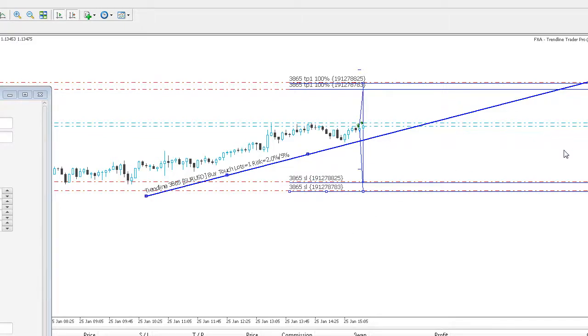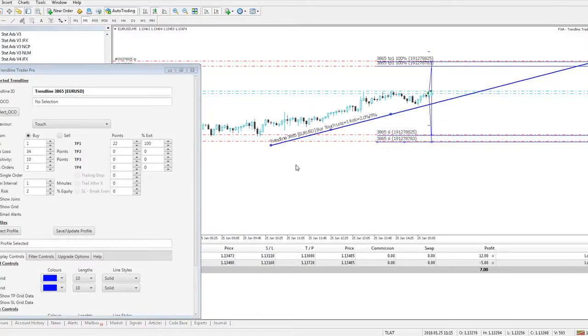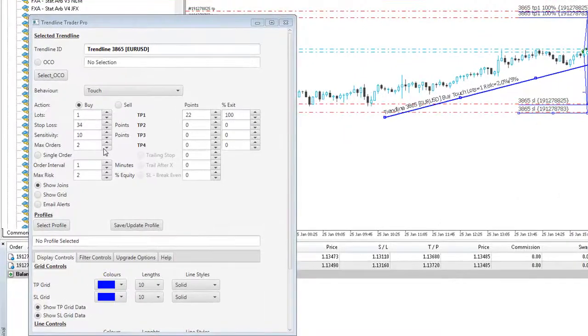So let's say, for example, this trend line, let's just turn the max orders, and we'll make it single order only, and I want the order interval to be 14:40, which is 1 day. That means it won't take any more orders now.